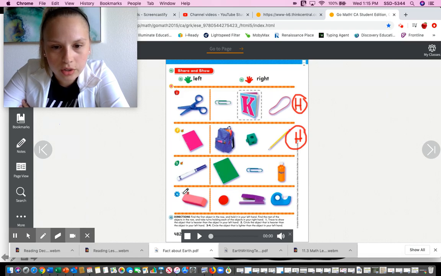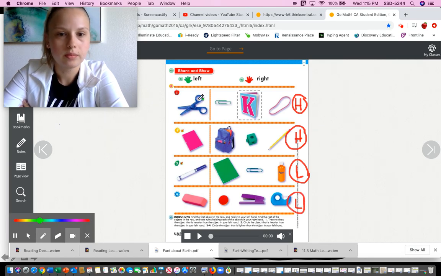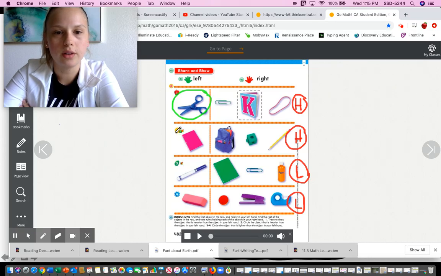For numbers 3 and 4, circle the objects that are lighter. So I'll put an L for lighter. And on this row, circle the objects that are lighter. And you're comparing them to the scissors in the first row. In the second row, you're comparing it to a workbook. In the third row, you're comparing it to a marker. And in the fourth row, you're comparing it to an eraser.